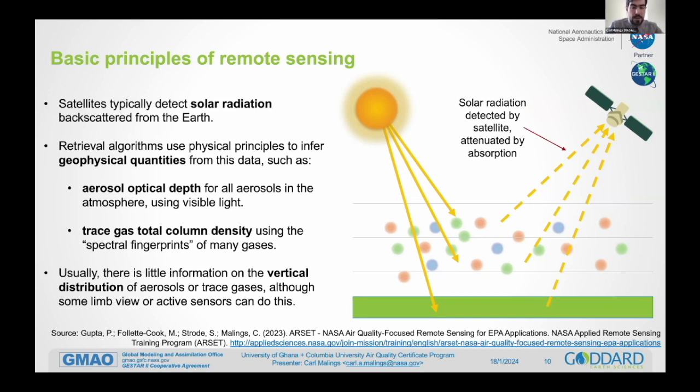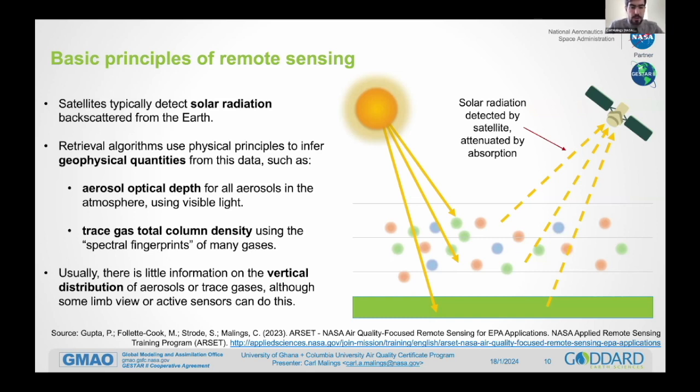So we call that general process a retrieval, and we develop algorithms called retrieval algorithms to process the data and extract what we call geophysical quantities, basically physical properties of the Earth's system that we have inferred from this indirect data.